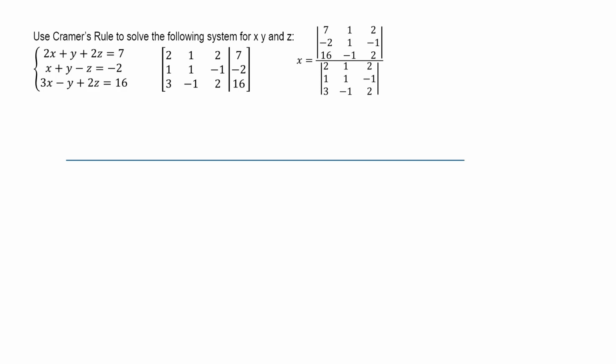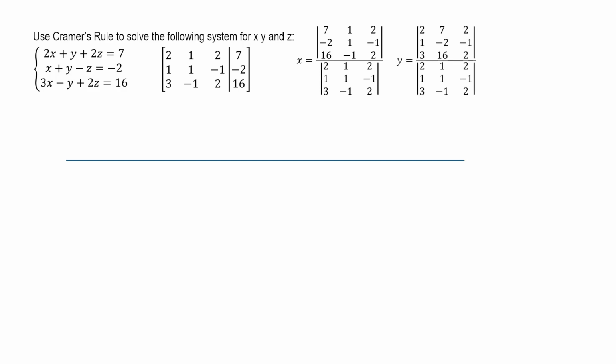We would have the determinant of the coefficient matrix in the numerator, with the x column replaced by the constants 7, -2, and 16. The other two columns are the same as they were, the y column, the z column. And then in the denominator, we have the determinant of the coefficient matrix, just the way it is. That's how we would solve for x.